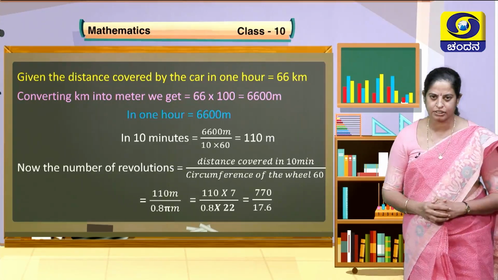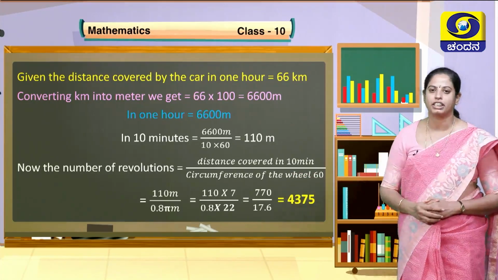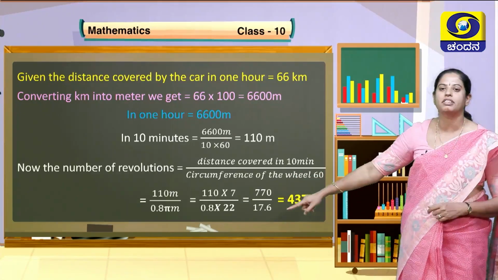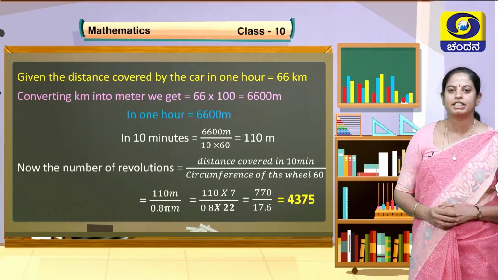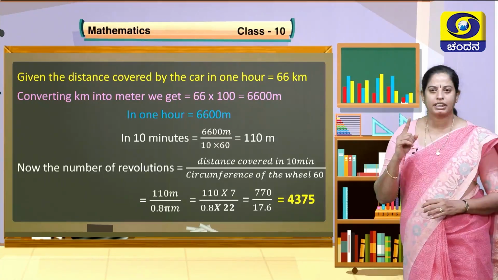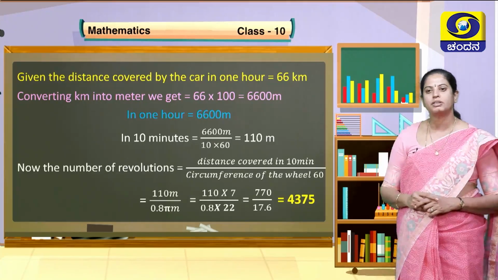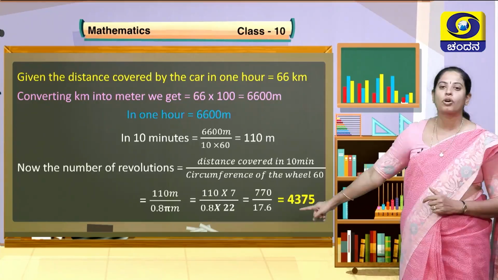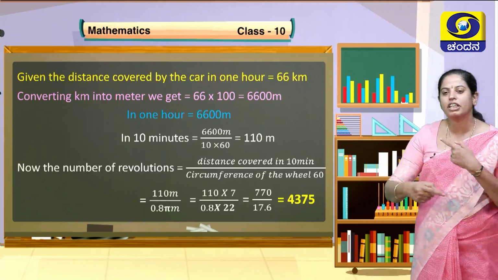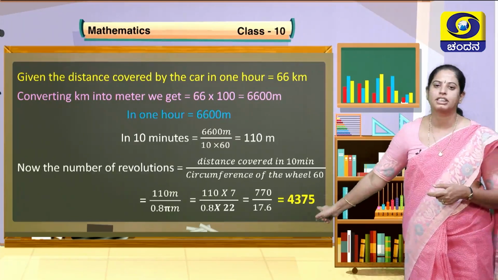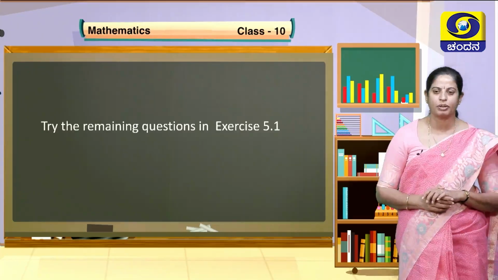After simplification, we have 770 in the numerator and 17.6 in the denominator. When you divide 770 by 17.6, you are going to get 43.75. That means in 10 minutes, the number of revolutions made by the wheel is 43.75. See children, how many times the wheel rotates is 43.75. You try the remaining questions in exercise 5.1.